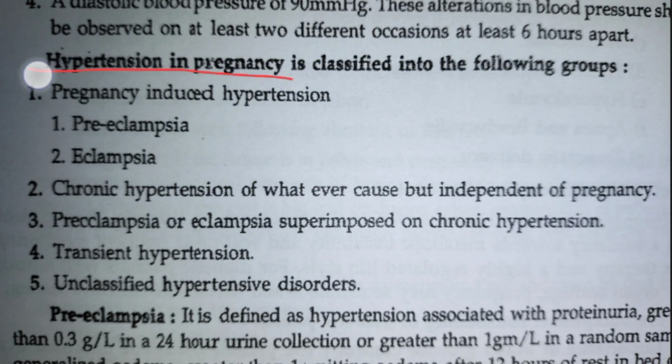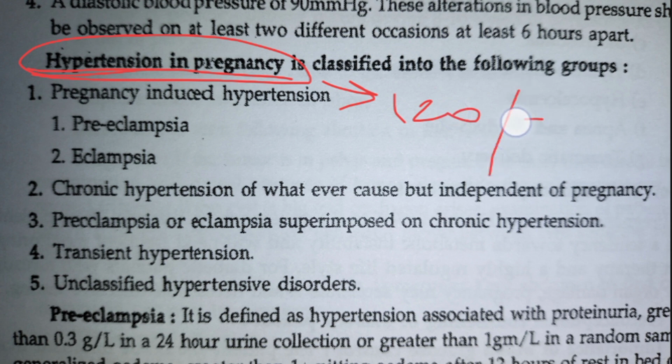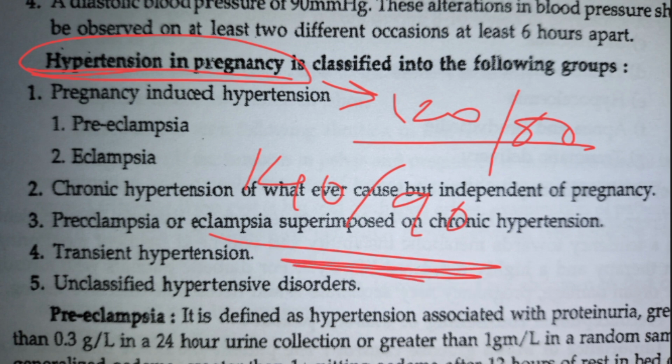Hypertension in pregnancy, or pregnancy induced hypertension. What is the normal BP count? That is 120 by 80. More than this, that is 140 by 90 mmHg, is considered to be hypertension.